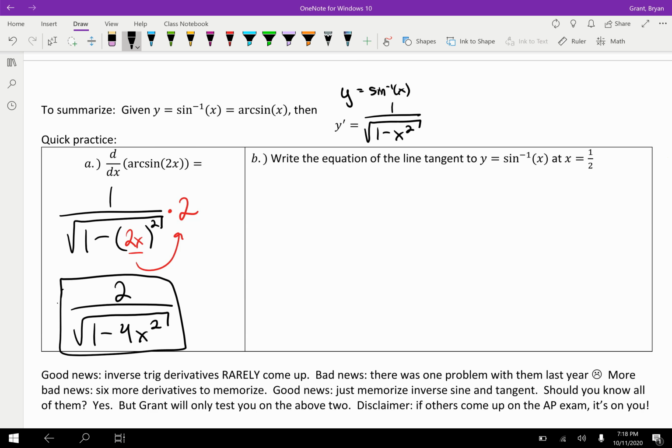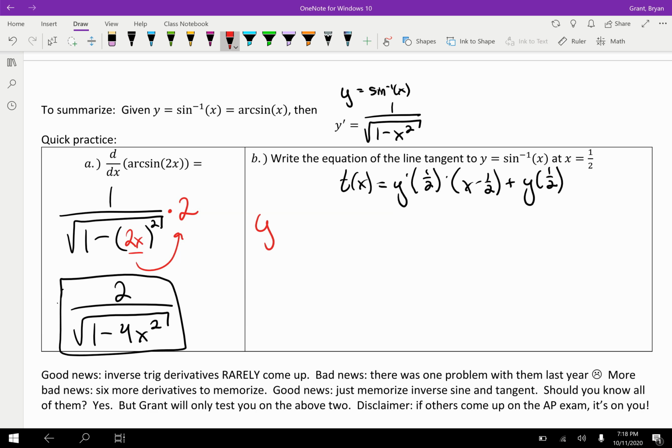So don't forget that chain rule. It never goes away. It's always there, just waiting to strike. All right, tangent line here. We know our tangent line is going to be y prime of, what's my x value, of 1/2 times x minus 1/2 plus y of 1/2. All right, we should probably find these things.